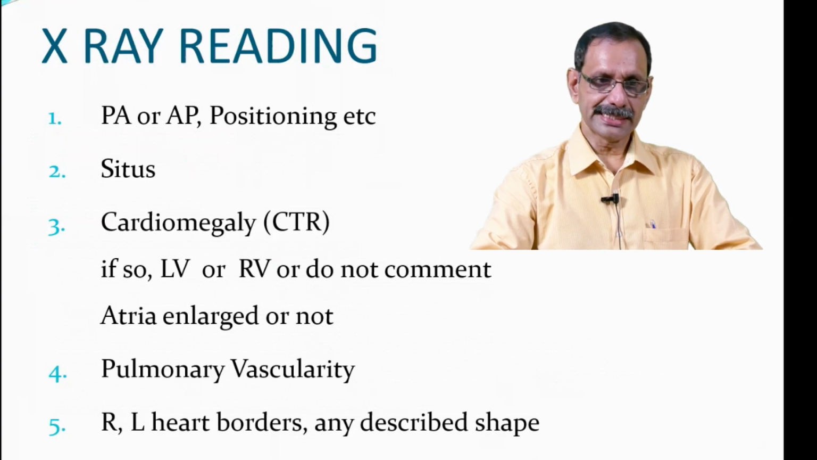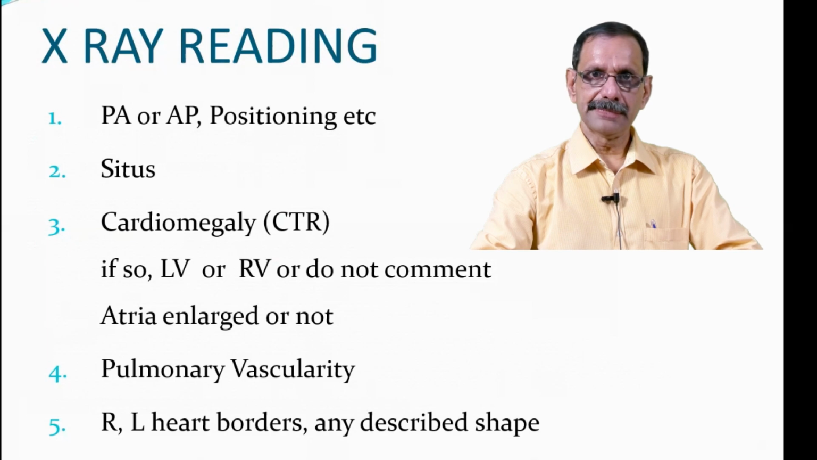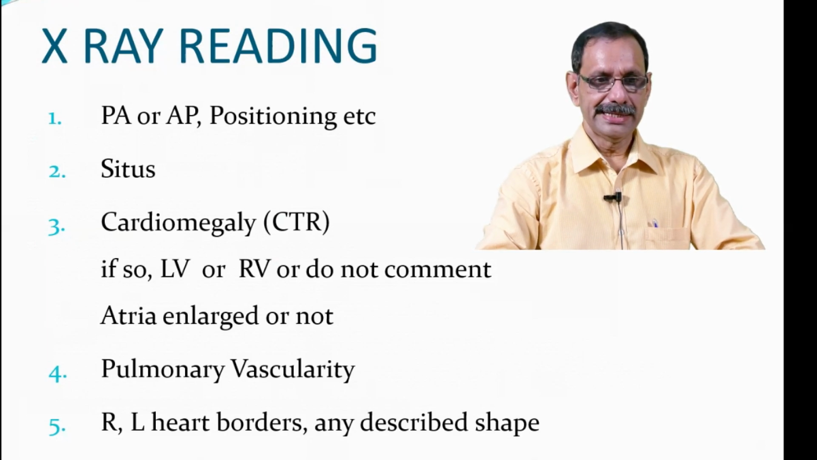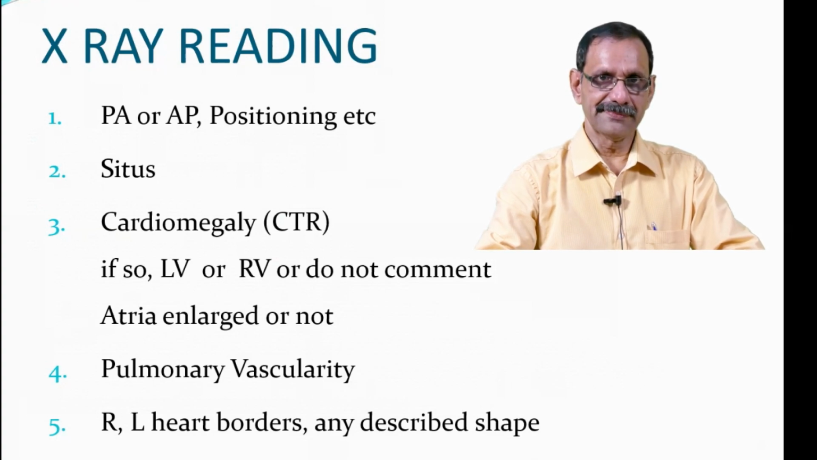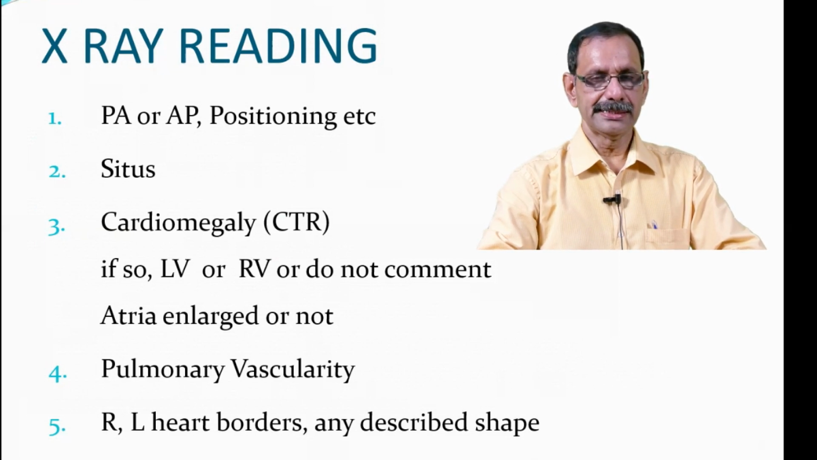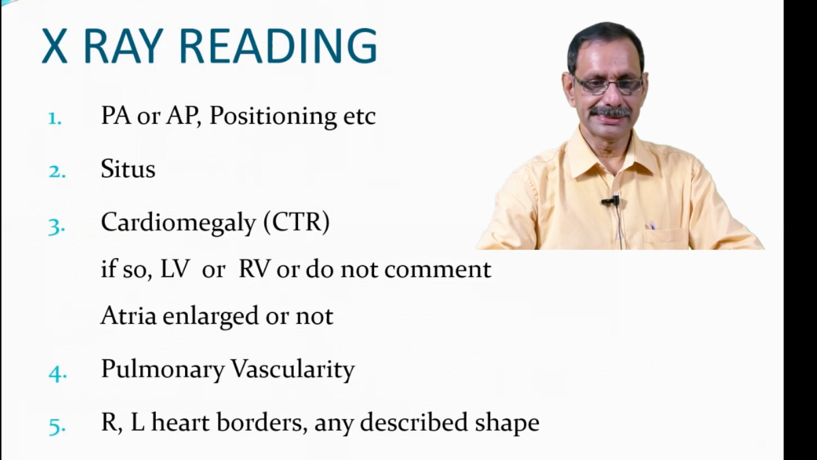And once there is a cardiomegaly, we will have to commit whether it is left ventricular type or right ventricular type, or cannot comment. When we cannot comment, do not make a comment at all. And then whether the atria are enlarged or not. Then we must comment about the pulmonary vascularity, which is very important in cardiac X-rays. And then if there is anything special in the right or left cardiac border, or any described classic shape of the heart, then we can mention that also.